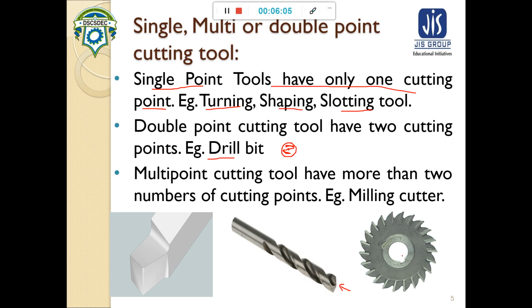Similarly, this is a milling cutter. This has multiple cutting points. See, this is one cutting point. This is one cutting point. This is another cutting point. So like this, there is n number of cutting points. There are more than two cutting points. So that's why it is called a multi-point cutting tool.